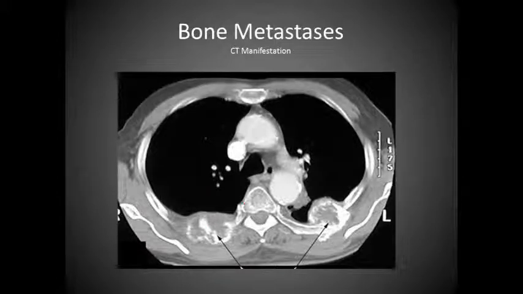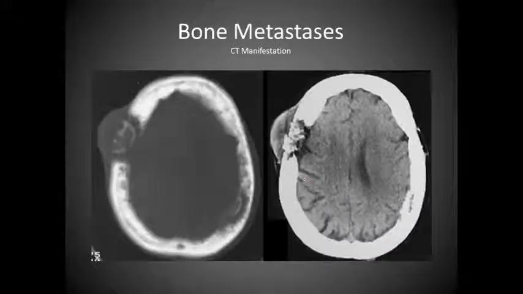In terms of CT, this is what bone mets typically would look like. Notice this is the ribs, and we have complete destruction as well as growth bilaterally.